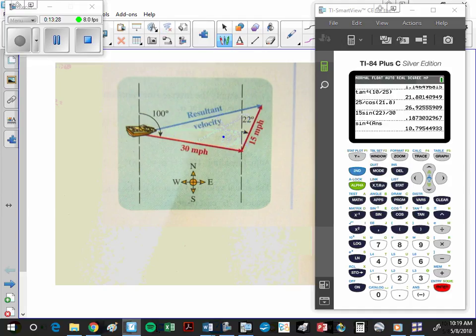All right, so this is 102. Let's call this A. So this is little a. Little a squared is equal to... remember the law of cosines?